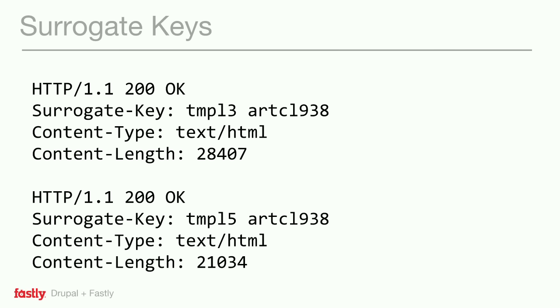It looks a little like this. These are the headers of two different responses. They're both the same article. I just grabbed some random values. You can see the article ID here, but they have two different templates.